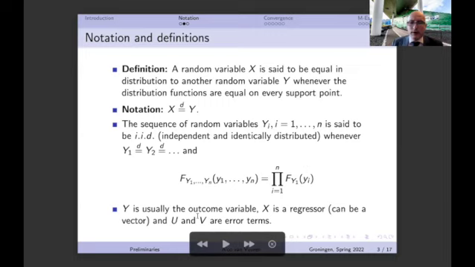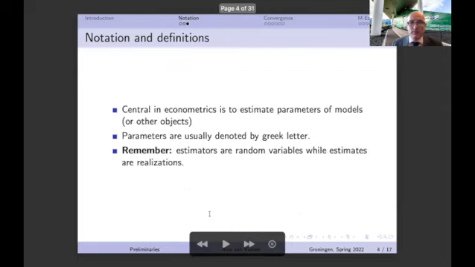Another notation that I'm going to use over here is that usually the y that we have over here is going to be the outcome variable. X is going to be a regressor, that can of course be a vector, and u and v are simply going to be error terms.